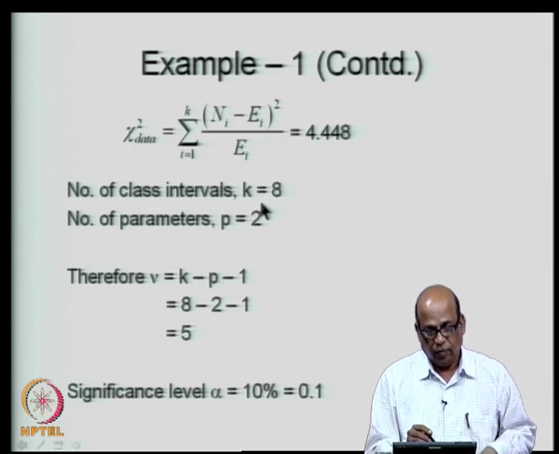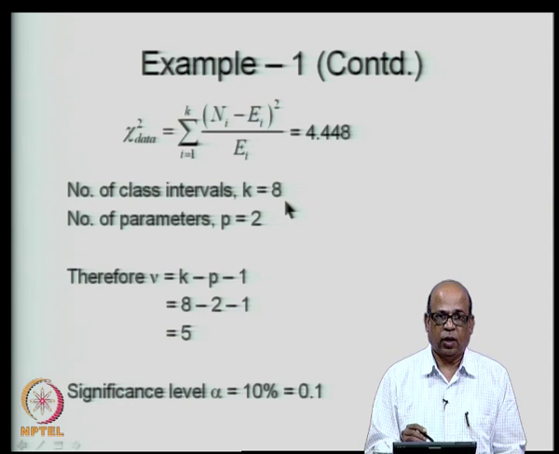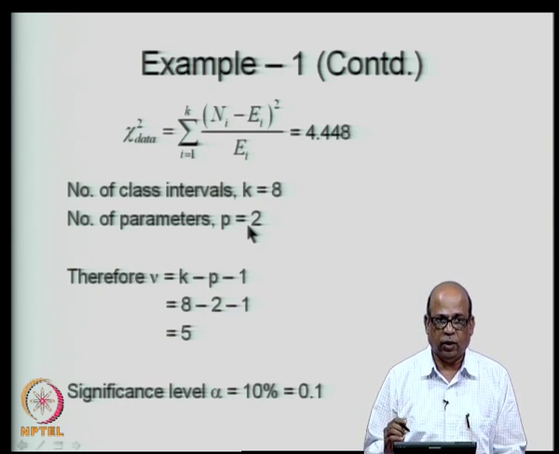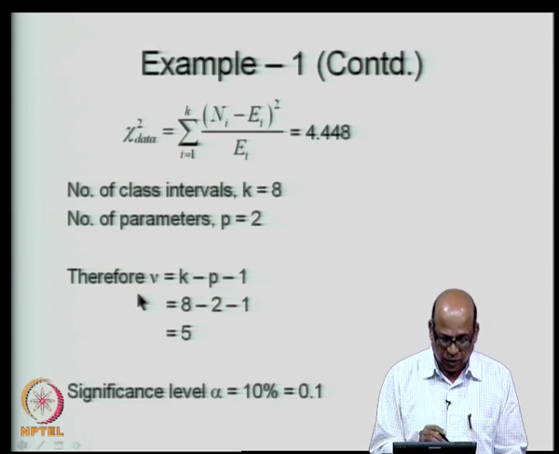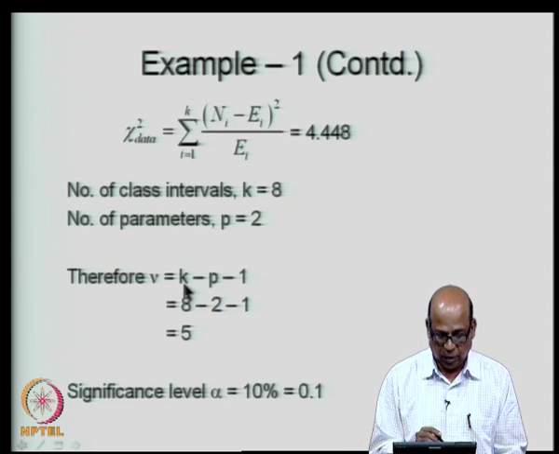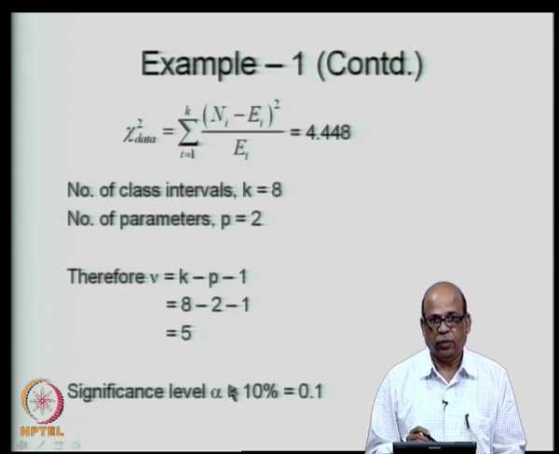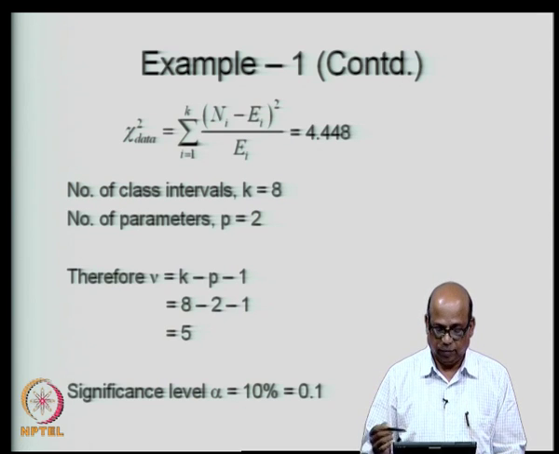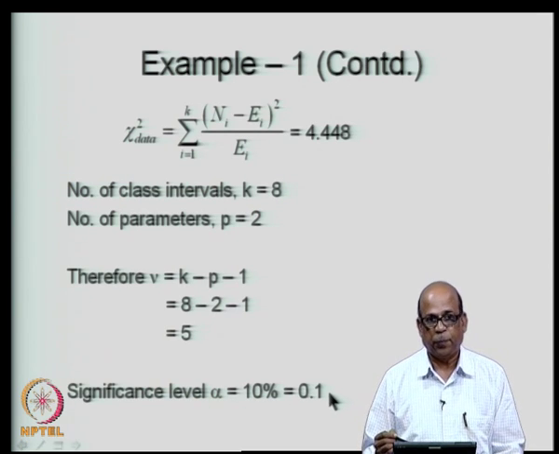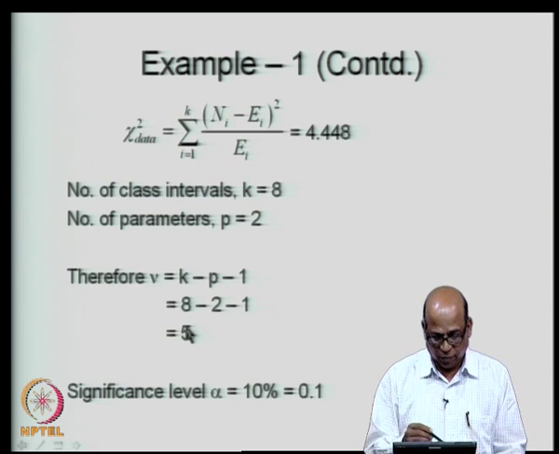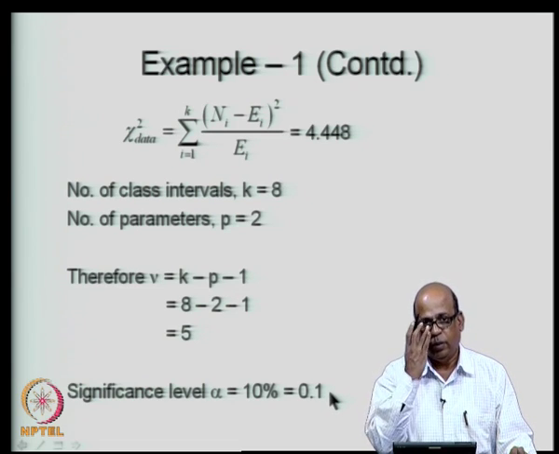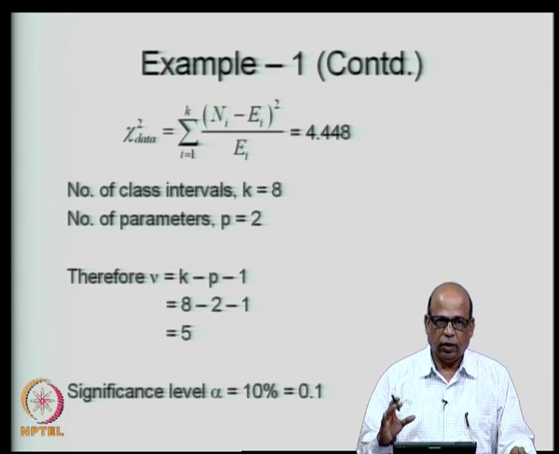Now, the number of class intervals we have decided as 8, and the number of parameters is 2, because we are talking about normal distribution, mean and standard deviation. Therefore, the degrees of freedom, which is nu, is k minus p minus 1, which is 8 minus 2 minus 1, which is 5, and we are testing it at a significance level of 10%, which is alpha is 0.1. So, we have degrees of freedom of 5 and the significance level of 0.1. We enter the chi-square table and then obtain the critical value of the chi-square.